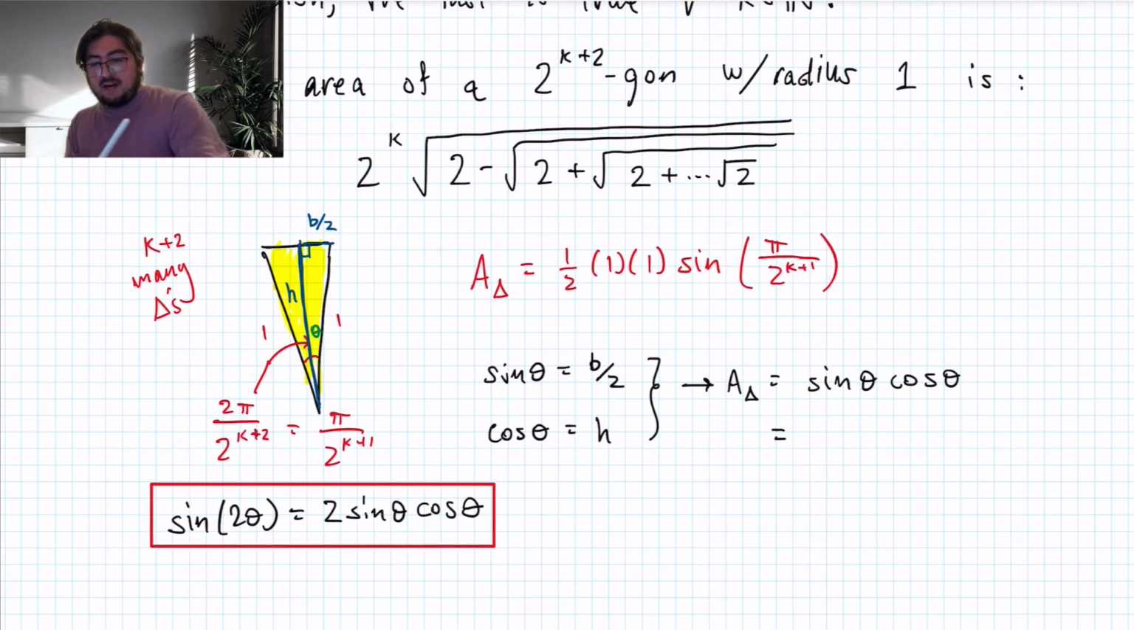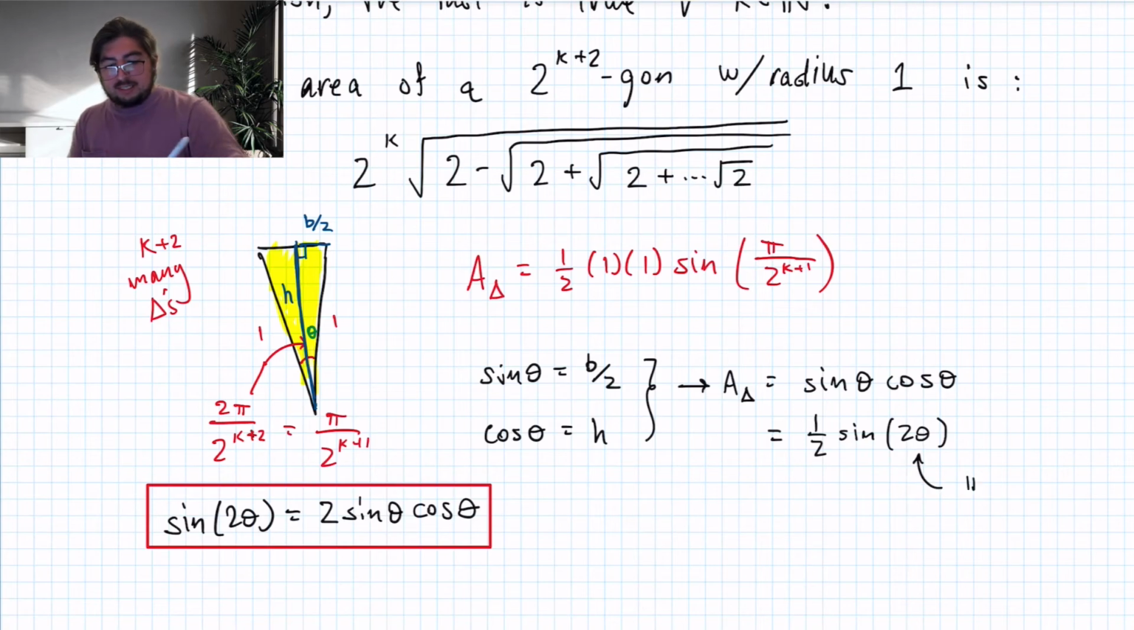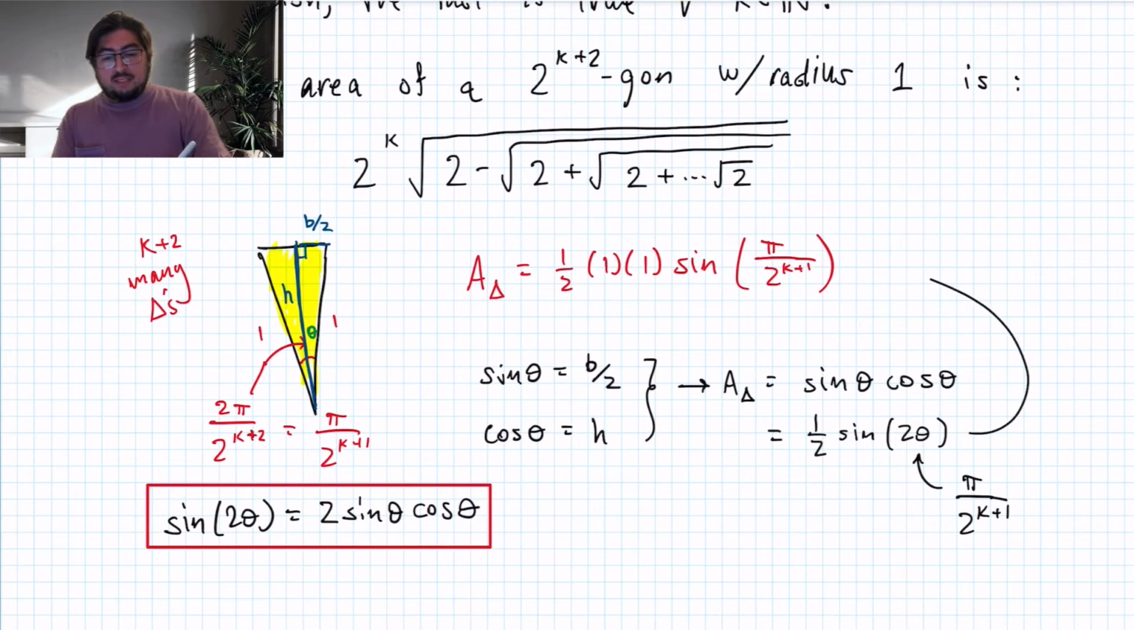Now this will remind you of that for sure because we have sine and cosine here. But notice we don't have that 2 in front, so this is really half of sine of the angle doubled. And the angle doubled is exactly pi over 2 to the k plus 1, because like I said, the green theta was half of that angle that we're looking at. So we've shown that the area of that triangle is in fact equal to 1/2 sine of that angle. Hopefully I've convinced you of that.